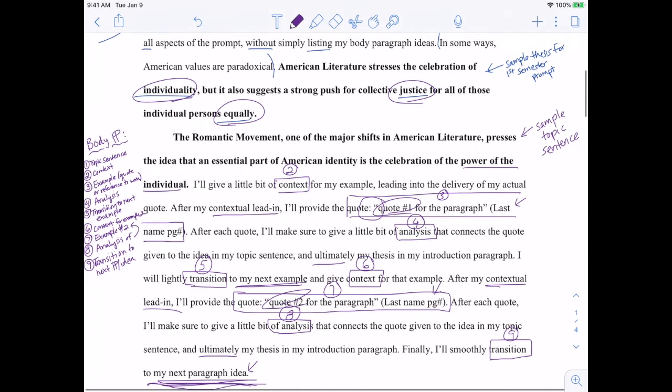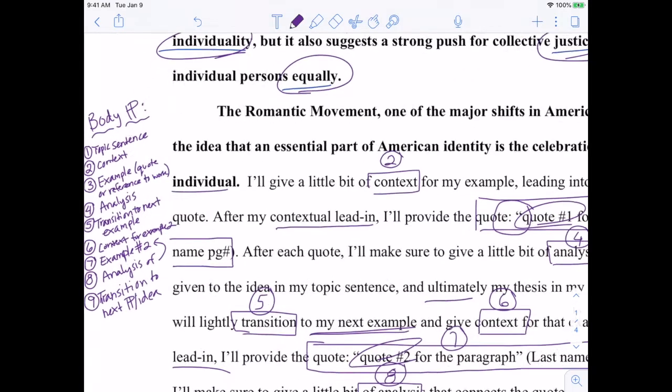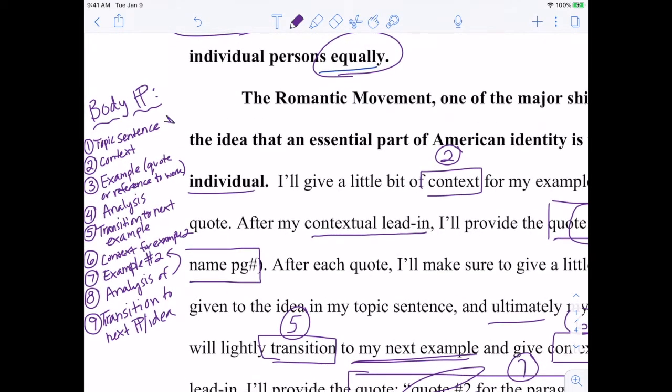Okay, so as far as body paragraphs go, you need about 9 things, but the good news is it's kind of repeated. You have to have a topic sentence, okay? You have to have context for your first example. You have to give the example, either a quote or some sort of reference to the work. You need to analyze that example. You need to transition very quickly to your next example.